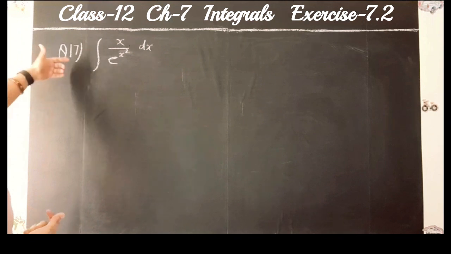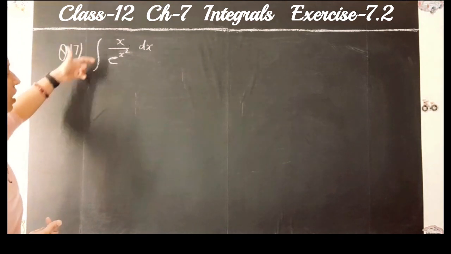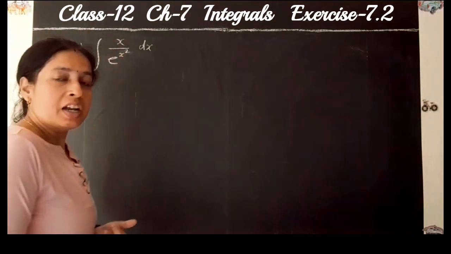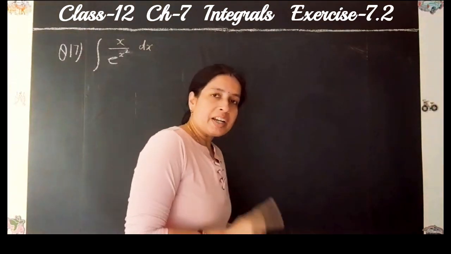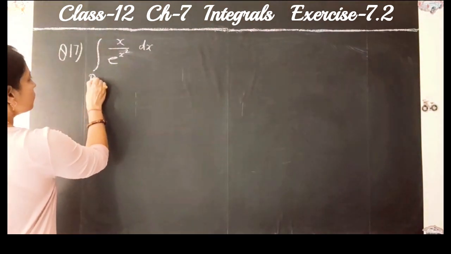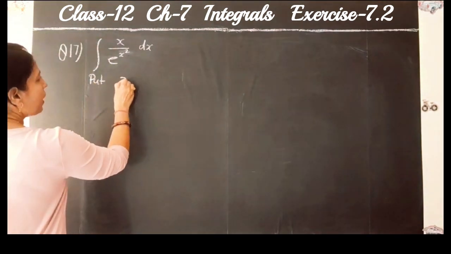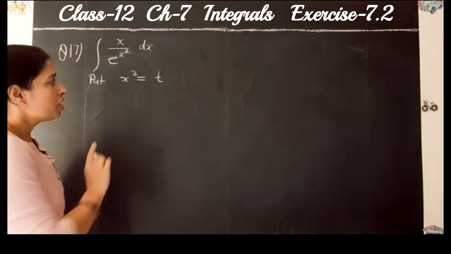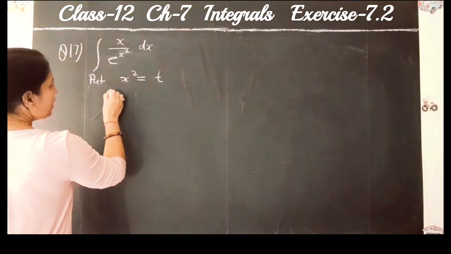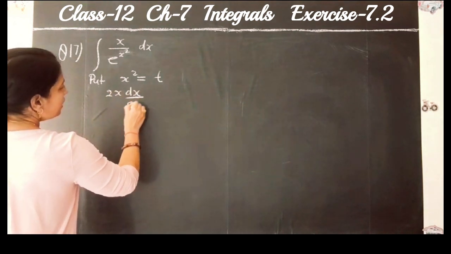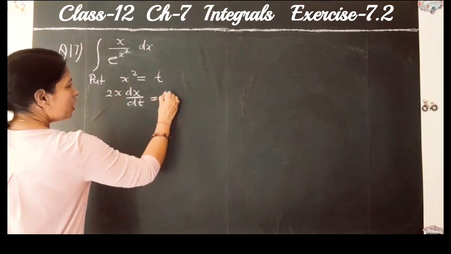So next is question number 17. It is integral of x divided by e to the power x squared dx. And we know that derivative of x square is equal to 2x. So first we put x square is equal to t. This is very simple question. So differentiate both sides, we get 2x dx by dt is equal to 1.